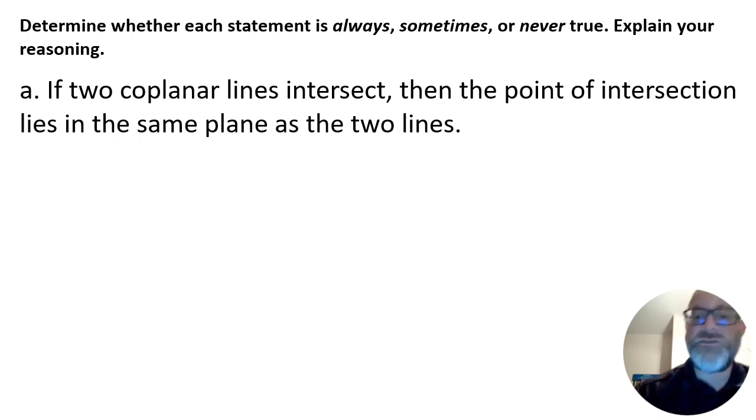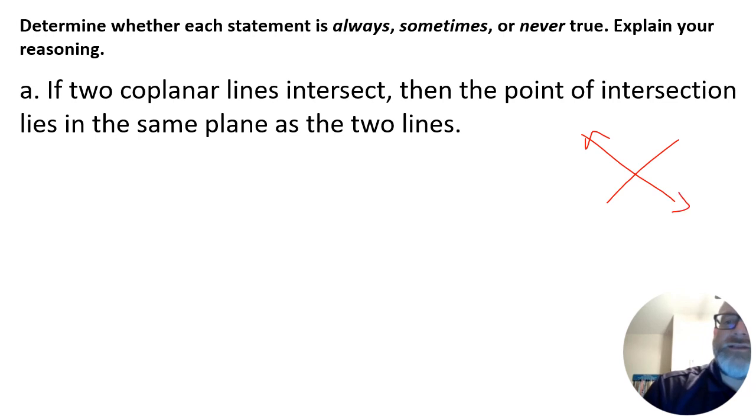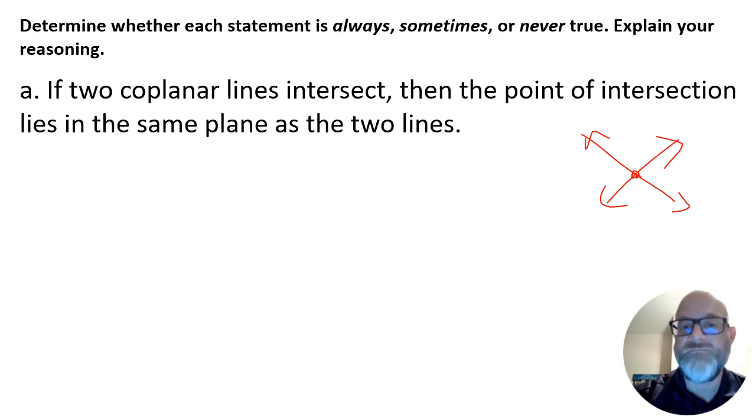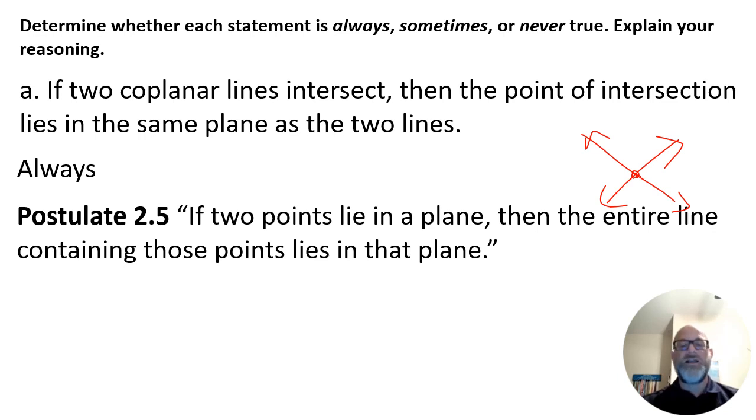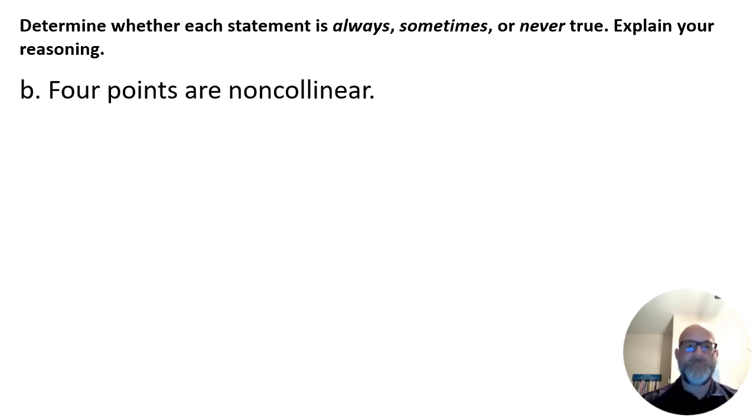Coplanar means on the same plane. So we have two lines on the same plane. This is two lines on the same plane, namely your computer screen. Two lines intersect that are coplanar, then the point of intersection also lies in the same plane as the two lines. Yeah, that's also on your computer screen. No, this is true, for sure. Is it always true? Sometimes true, never true. Always true. And which of the postulates help us to establish that? If two points lie in a plane, then the entire line containing those points lies in that plane. All right, you have to apply it more than once, but that's the fundamental idea here.